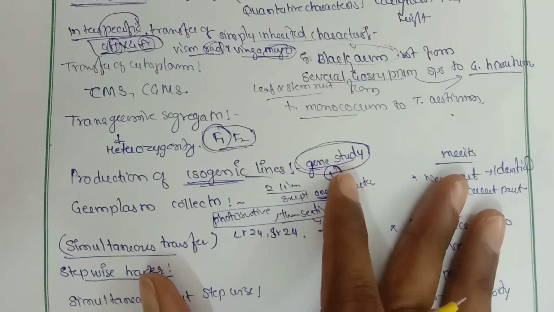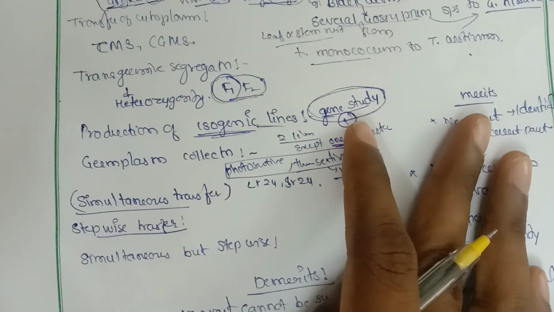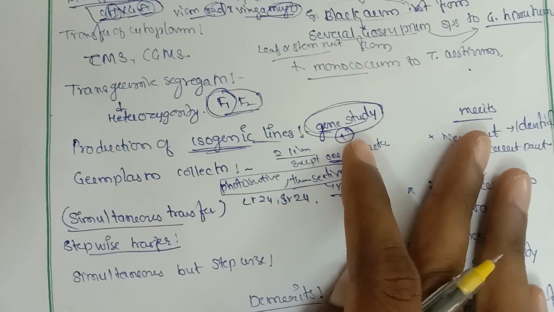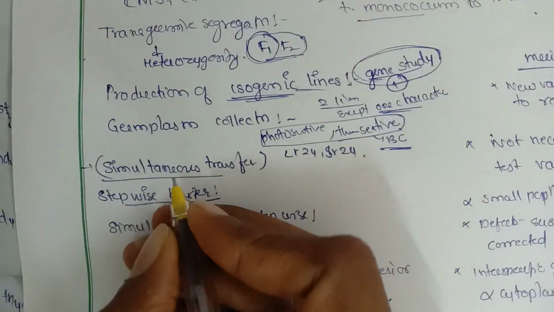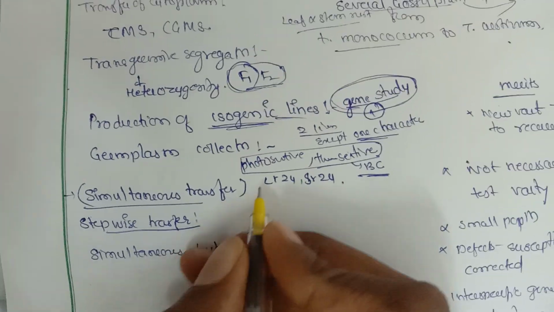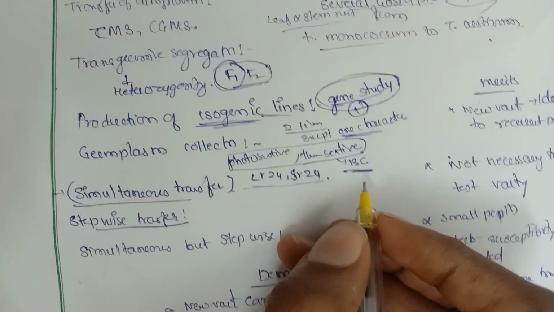And in case of backcross, we can go for single gene transfer or multiple gene transfers. Based on the type of transfer, there are three types. Simultaneous transfer. Simultaneous transfer means more genes, one or two genes, are transferred at a time.